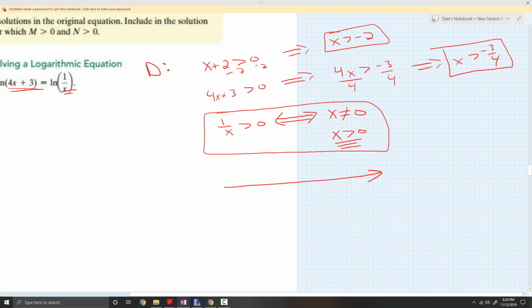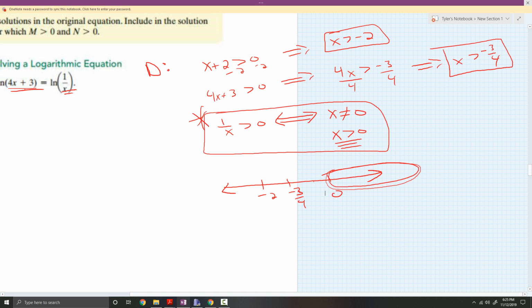If you're a visual learner, let's draw this really quick: negative 3/4, and then over here, we'd have 0. We want the part that fits all of our categories, because if I pick a number less than 0, it's going to fail this condition. So you always pick the rightmost part. In other words, x has to be greater than the biggest number, and the biggest number among -2, -3/4, and 0 is 0.